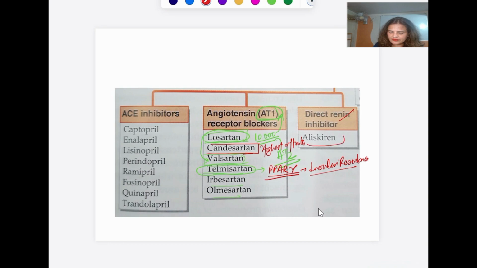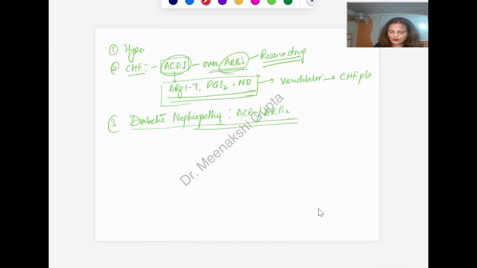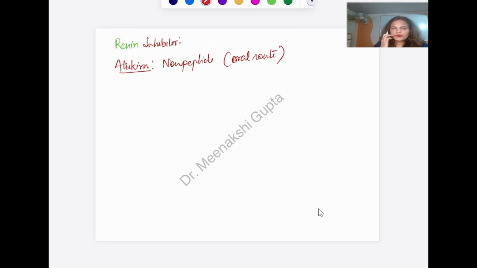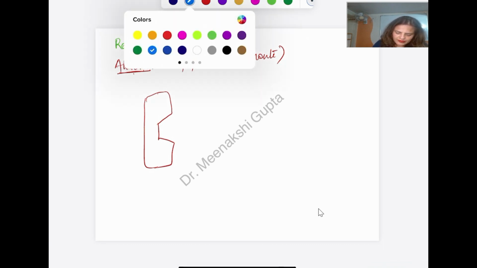Now coming to the next, aliskiren, the renin inhibitor. It's a non-peptide. We give it by oral route, because a peptide we won't be able to give orally. Now what does aliskiren do? It is a renin inhibitor, so it is going to bind on the catalytic site. Suppose this is renin. Now this aliskiren will come and bind over here.